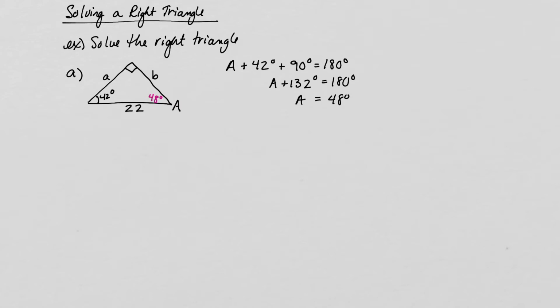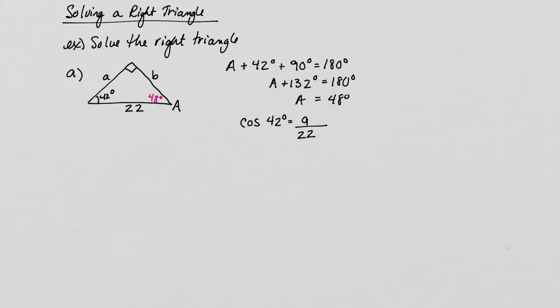And now we can pick what side we want to find. If I try to find little a first, there's lots of ways you could do it. Looking here at 42, I know that the cosine of 42 would be the adjacent side, little a, over the hypotenuse, 22. So the cosine of 42 degrees is going to be little a over 22.